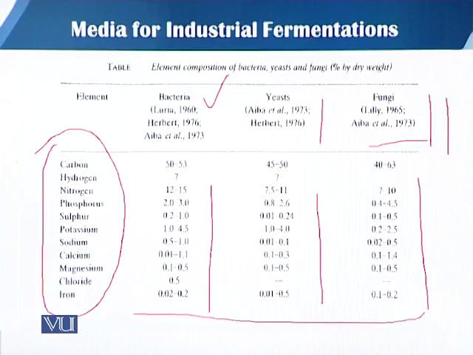So by this you can see that iron in bacteria ranges from 0.02 to 0.2%. So if we know the elemental compositions, we should assure the presence of these elements in the medium. If any one among these elements is not present in the medium, then we can expect that there will be no growth. So these elements should be a very essential part of that medium.